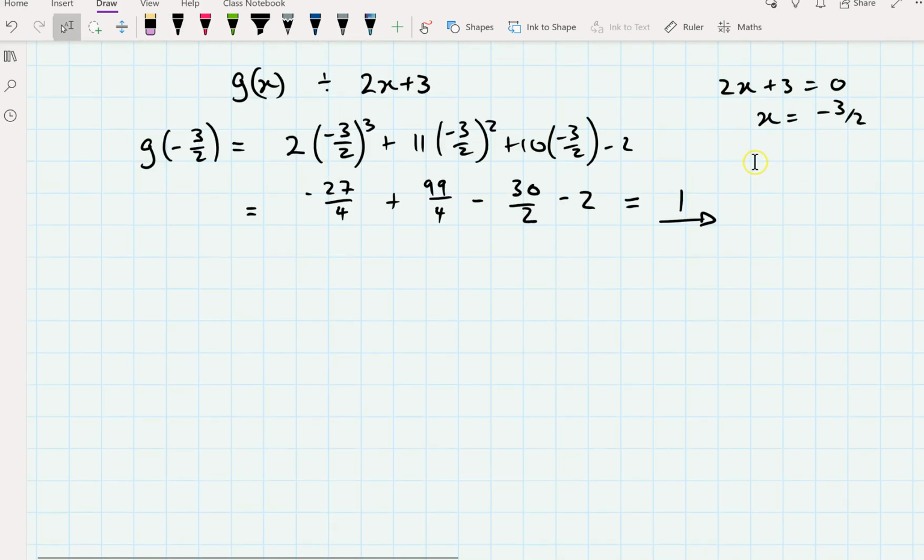So this is a very simple way of being able to find the remainder when you divide a polynomial by a linear expression. In another video, I'm going to show you how we apply this particular remainder theorem to the sorts of problems that you can expect to come up in the exam papers. So we'll deal with that in a later video.